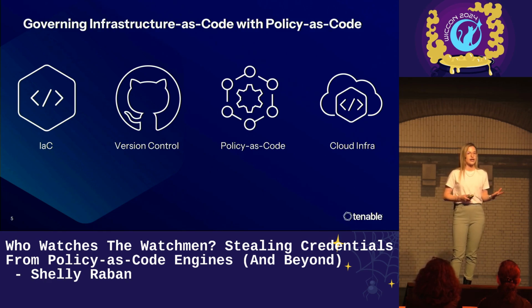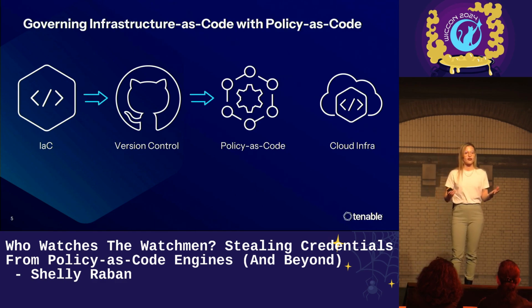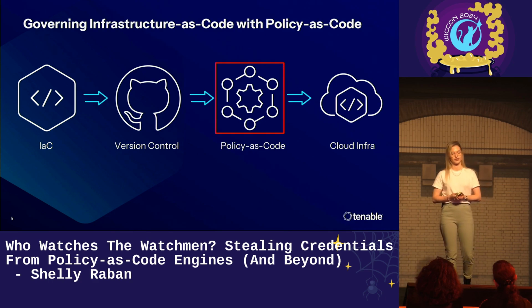Usually, you host your IAC in some kind of version control system, such as GitHub. Then, when you update your code, it undergoes a series of tests. Among them, your security and compliance policies run by your policy engine. Finally, if all the tests pass, your code deploys resources in the cloud. This made me think, if an attacker gains access to the supply chain of your policies, what can they do with it to compromise your cloud environment?